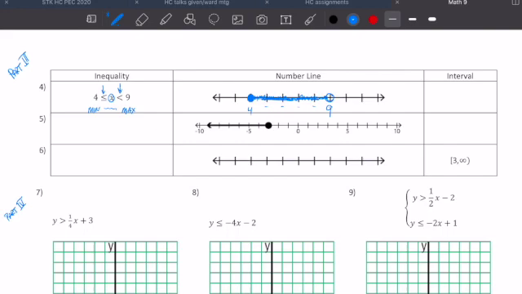Then we move from the number line to the interval. We've already established the minimum, which is 4, the maximum, which is 9, and then we look at whether these are open and closed. So the one by the 4 is closed. That means it includes 4. And the 9 is open, so we do a parentheses representing open.